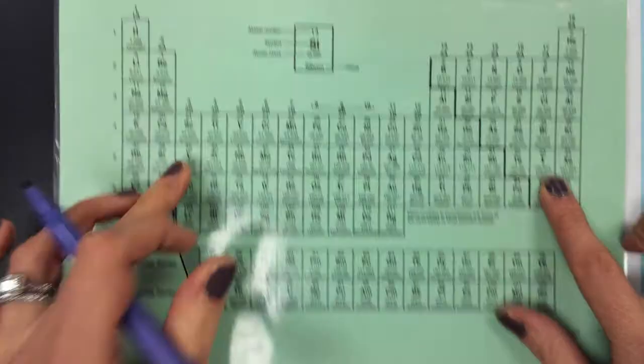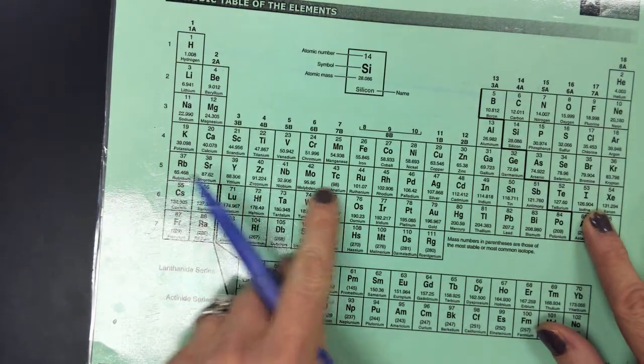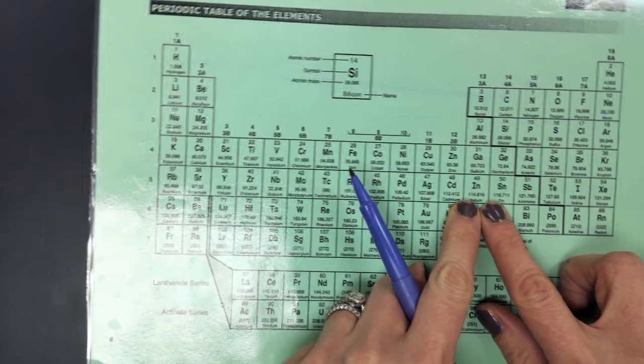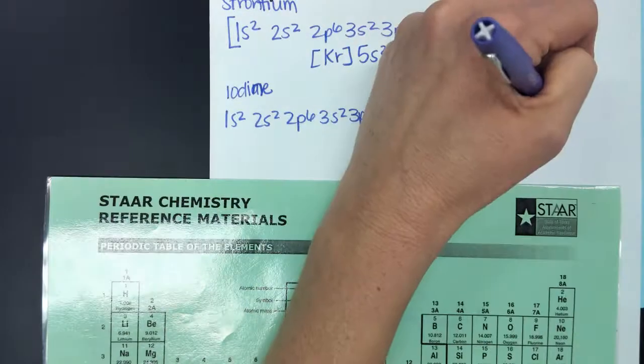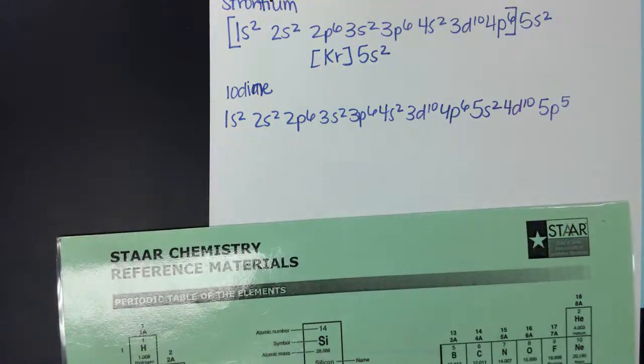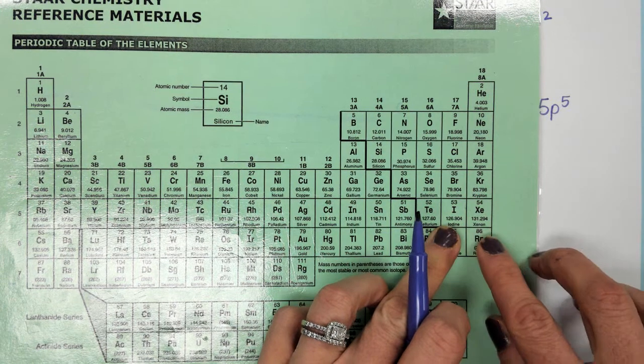Okay, so 5s2, still not there. 4d10, still not there. Back up to 5p. 1, 2, 3, 4, 5 boxes in. 5p5. Now, the closest noble gas is xenon.